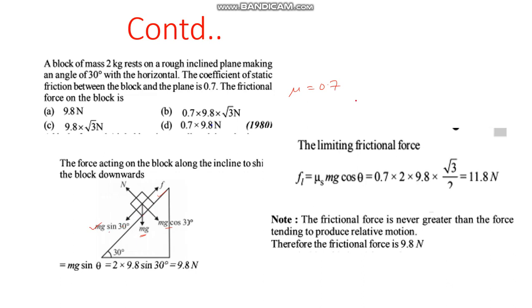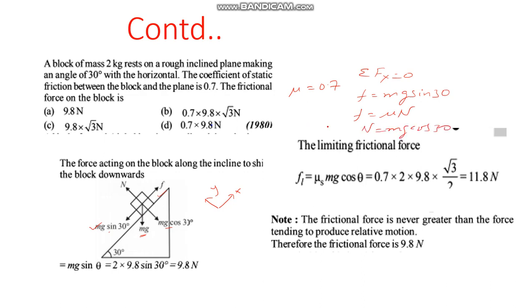But see here, we are assuming that your x-axis is like this and your y-axis is like this, right? So sigma Fx is equal to 0. If you put sigma Fx equal to 0, this F must be equal to mg sin 30. But you know that F is equal to mu times N. And what is N? N is equal to mg cos 30.